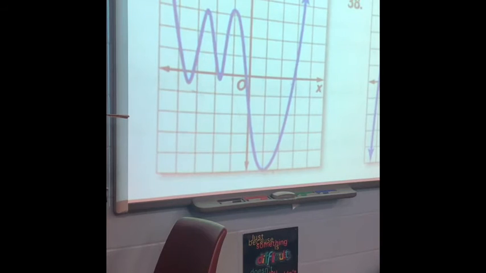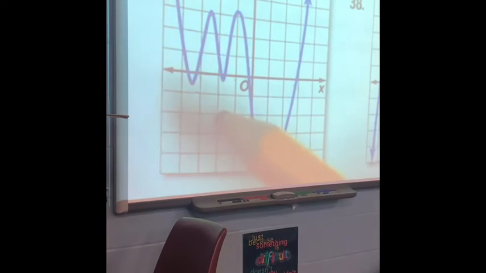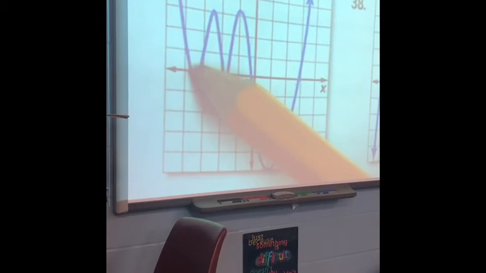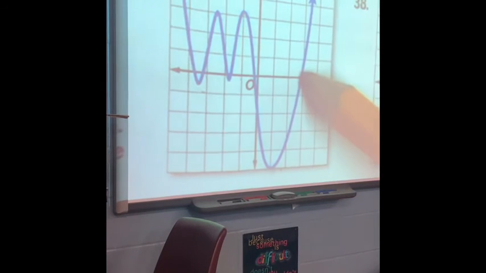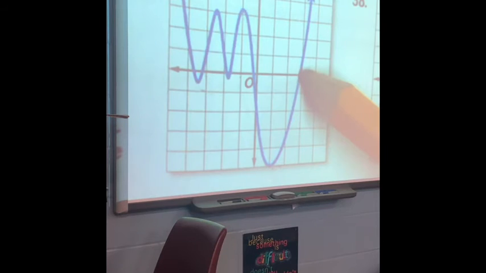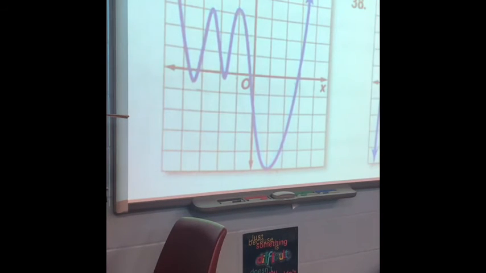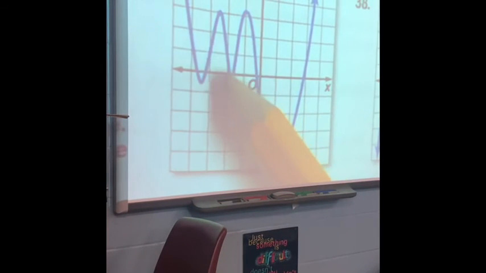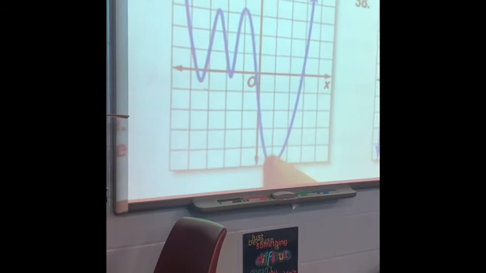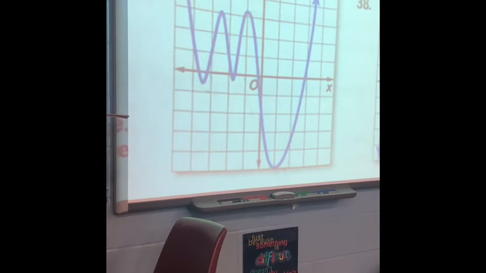So then it asked me about the zeros. Where am I going to find the zeros? Where it's crossing, every time it crosses the x-axis, right? Everybody with me? All right, and then it asks about the smallest possible degree. So I've got how many turns? 1, 2, 3, 4, 5. So what's the smallest possible degree?